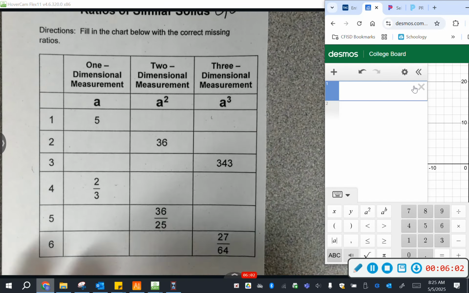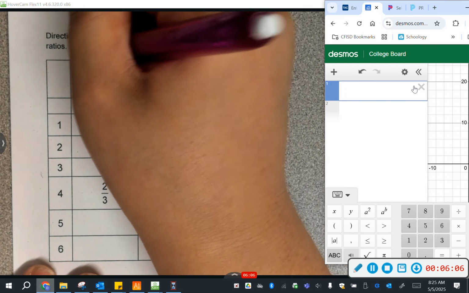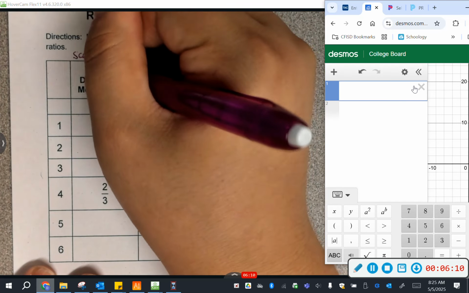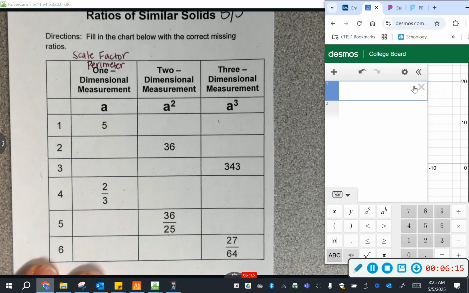Alright, first thing I need you to know, one dimension. This is your scale factor. Please write that down. It is also your perimeter. Because remember, the scale factor and the perimeter, they're the same.